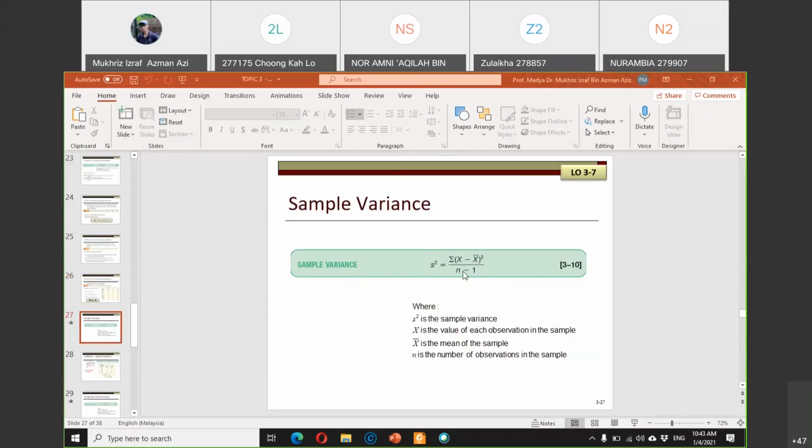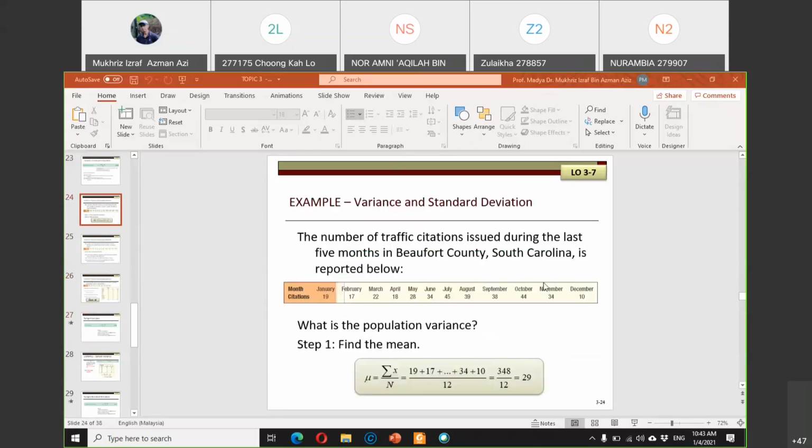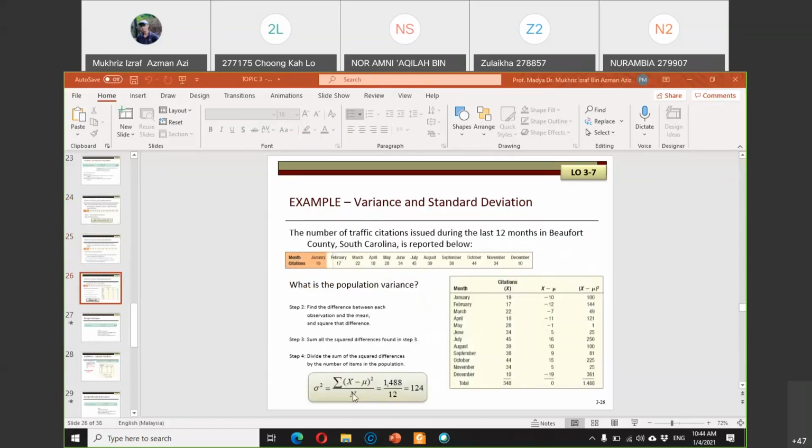So let's say there are 10 observations, so 10 minus 1 will be 9. In this example here, there are 12 observations. If we assume this is sample data, not population, then this will be n minus 1, which is dividing by 11. So the main change is the denominator value. Population variance divides by n, but sample variance divides by n minus 1. So it will be 1488 divided by 11. Of course, the value will not be much different.